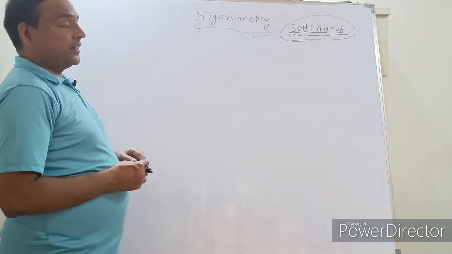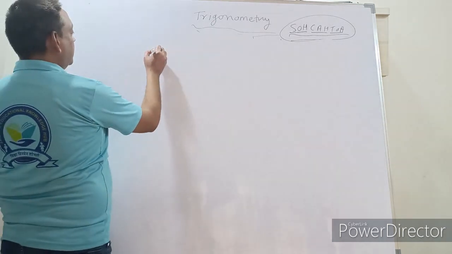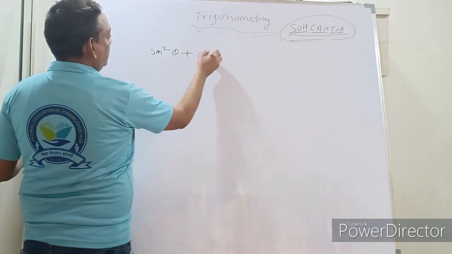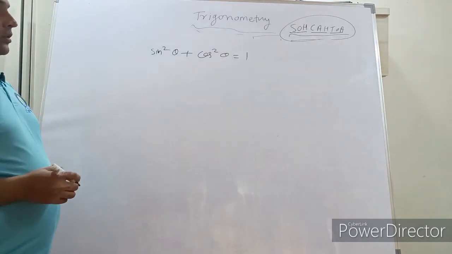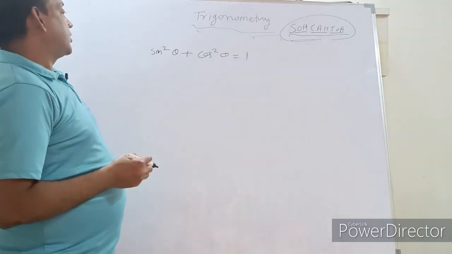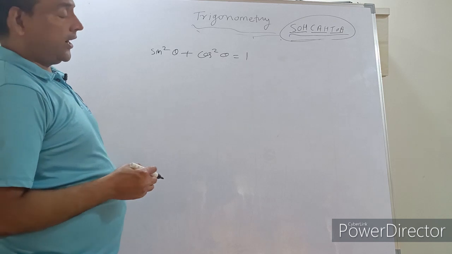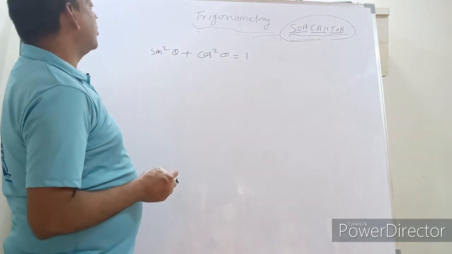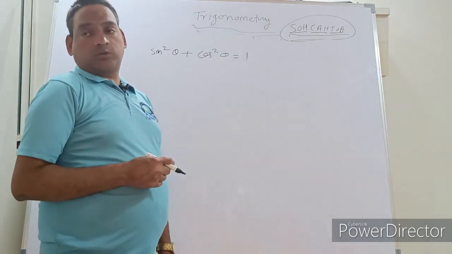Okay, next are the identities. The first identity is sine square theta plus cos square theta is equal to 1. In the beginning we did sine is 1 upon cosec, cos is 1 upon sec, cot is 1 upon tan, and tan theta is equal to sine upon cos. Now this is the first identity: sine square theta plus cos square theta is equal to 1.